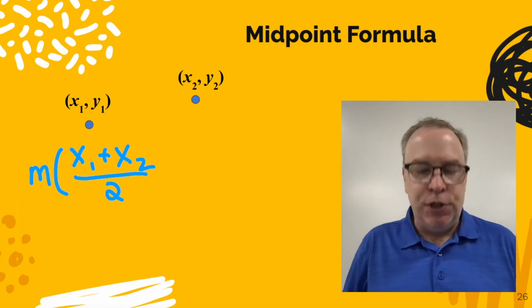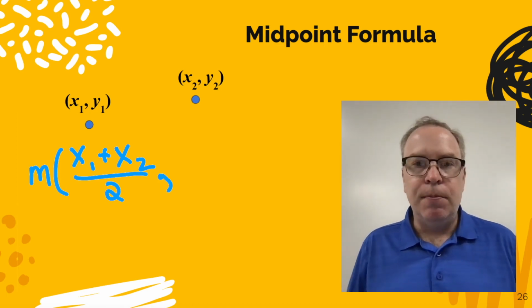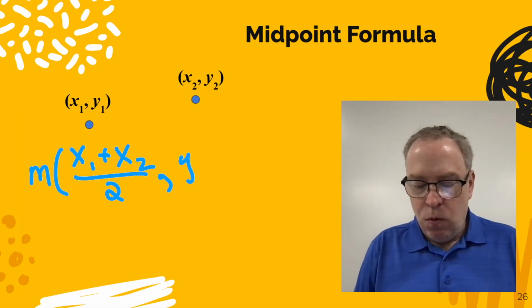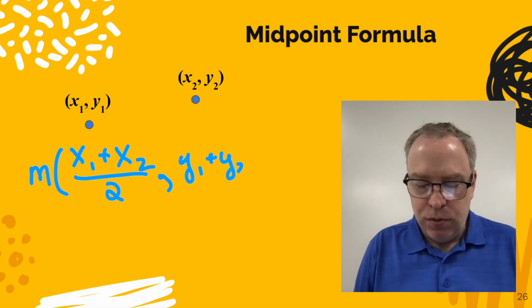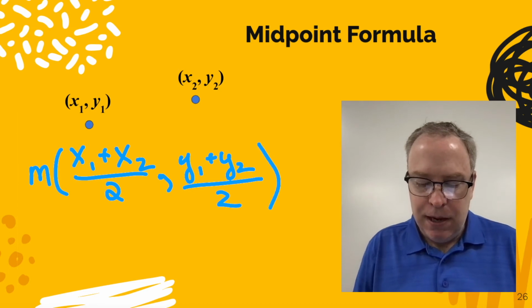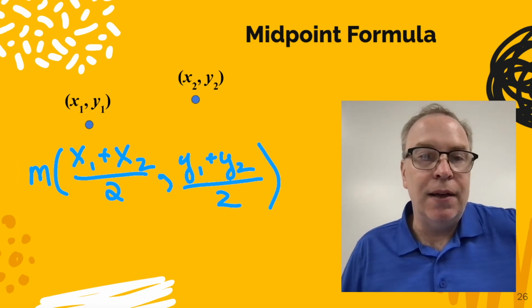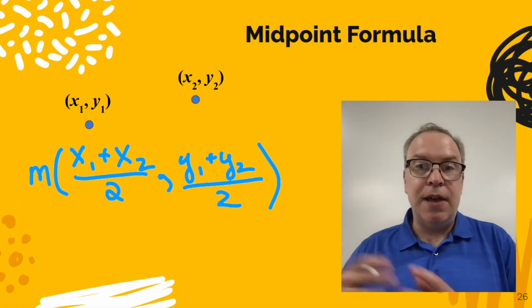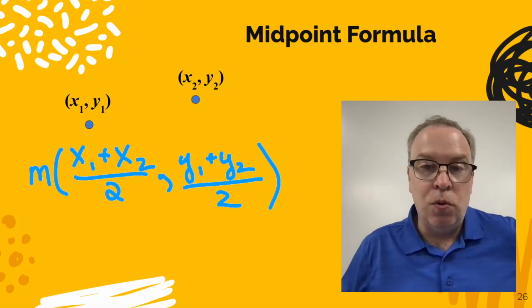So that's the average of the x's. Some people call it the mean. I always call it the average for whatever reason. y1 plus y2 divided by 2 would be the mean or the average of the y's. That's the midpoint formula right there. You average the x's, average the y's, and you have your answer.